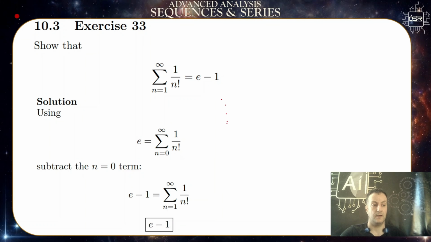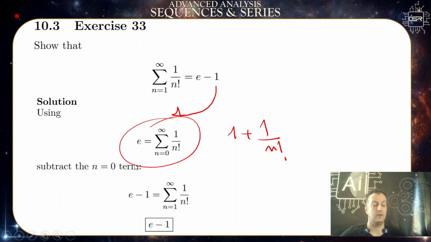Why? Because it has become 1 plus sigma of 1 over n factorial as you move the 1 from right to the left. So e is equal to 1 plus the sum from n equals 1 to infinity of 1 over n factorial. Therefore, sigma from 1 to infinity of 1 over n factorial is equal to e minus 1.